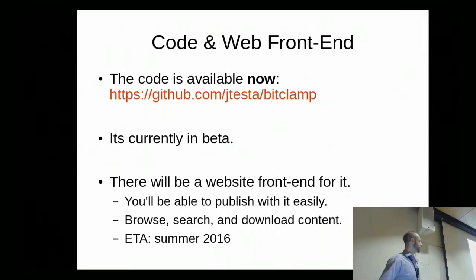So I'm going to be writing a website front end for it. People will be able to go to a website and browse: here's the last 10 things in the Bitcoin blockchain, here's the last 10 things in Dogecoin. You'll be able to click and download stuff. There'll be a search bar so you can search based on file name, file type, stuff like that. And the ETA of that is also going to be the summertime. And of course, you'd be able to publish on the website as well. So that's really the punchline for me for this project.